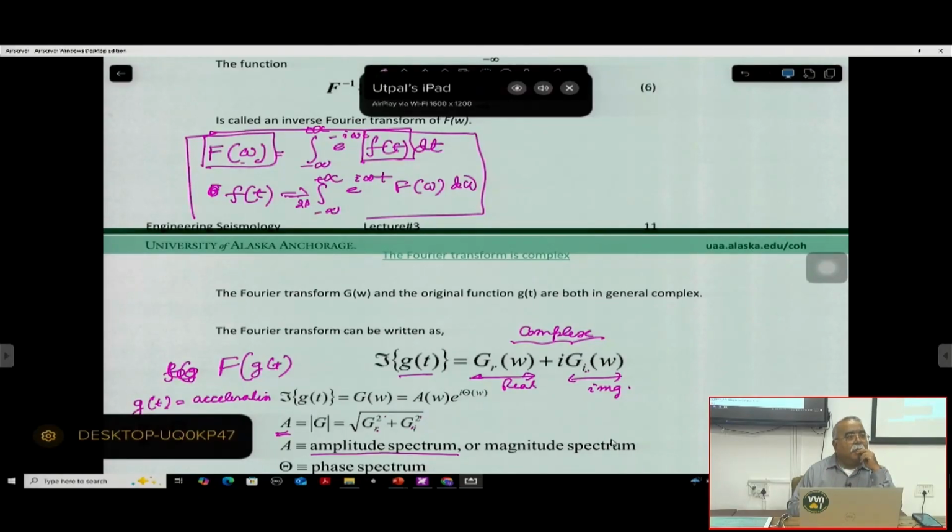So this should be centimeter per second square, right? And then this is second. So therefore it cancels. Then it will be centimeter per second. But there is another term, e to the power i omega t. Will that part contribute or not?